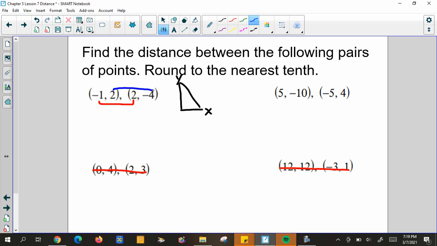Let's call the distance in the x a, and we would need to do 2 minus -1. And the difference in the y's, we'll call that b, -4 minus 2.